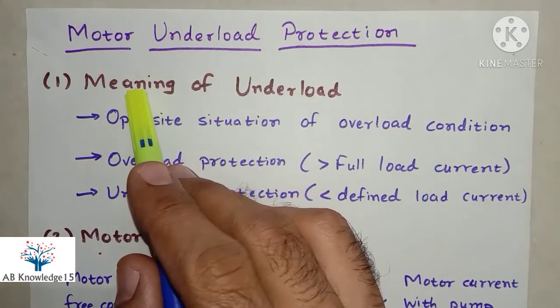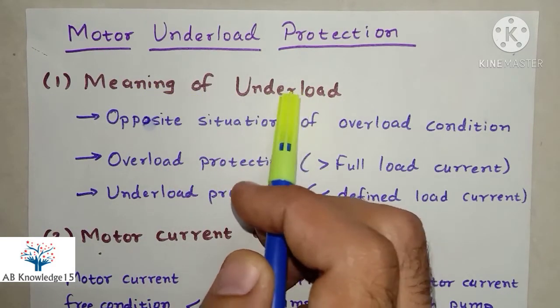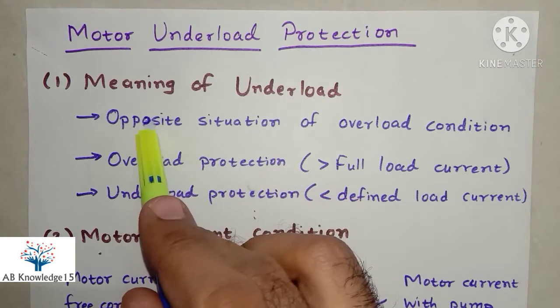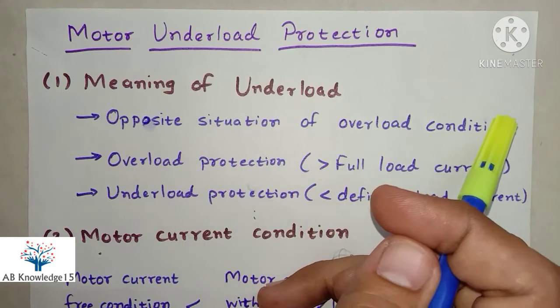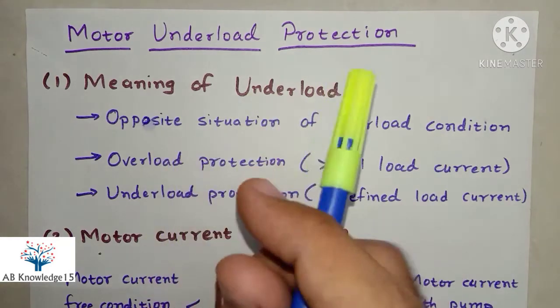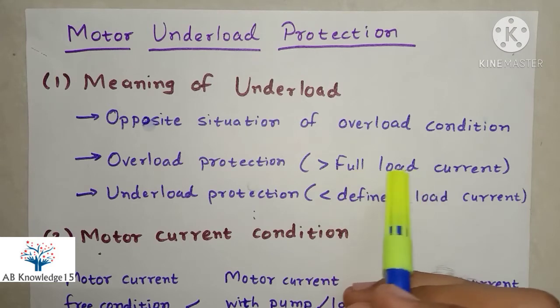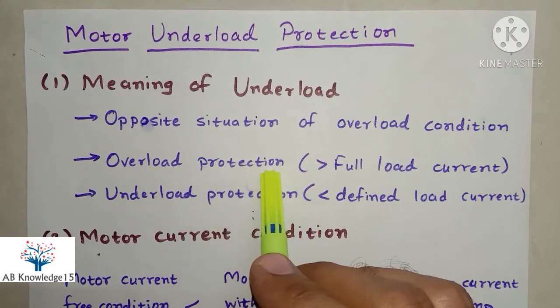First of all, we will understand the meaning of underload. What is the underload situation of a motor? This situation is the opposite of the overload condition of a motor. In overload condition, the motor current goes beyond the full load current. So in that case, the overload protection of the motor is required.